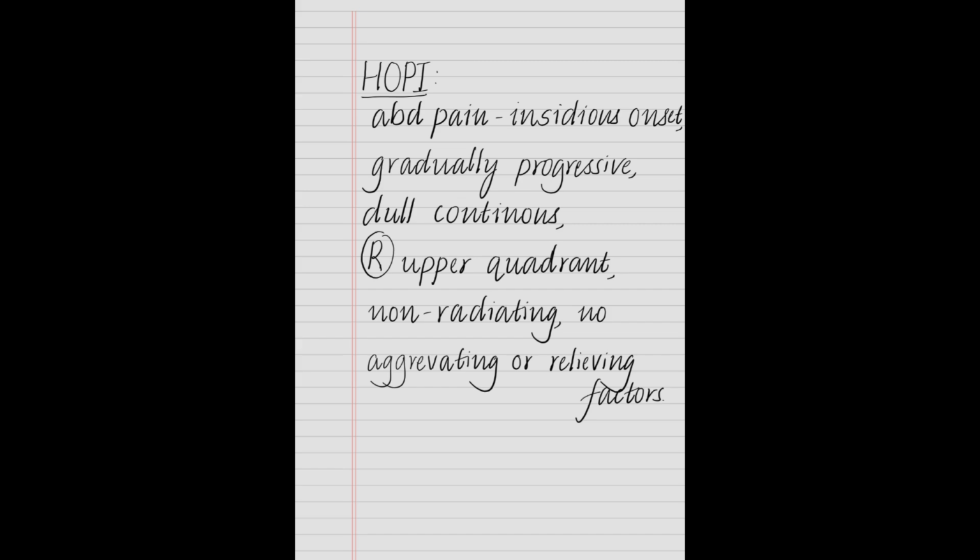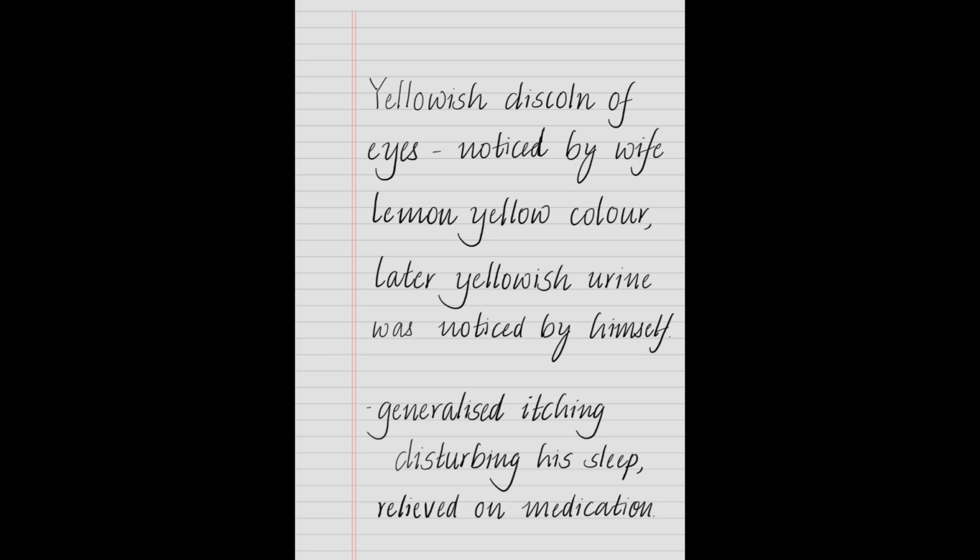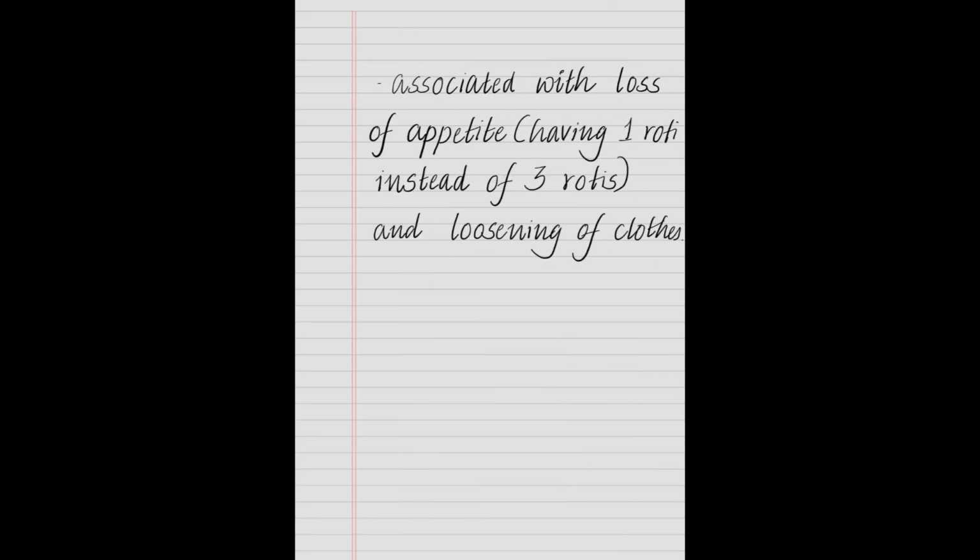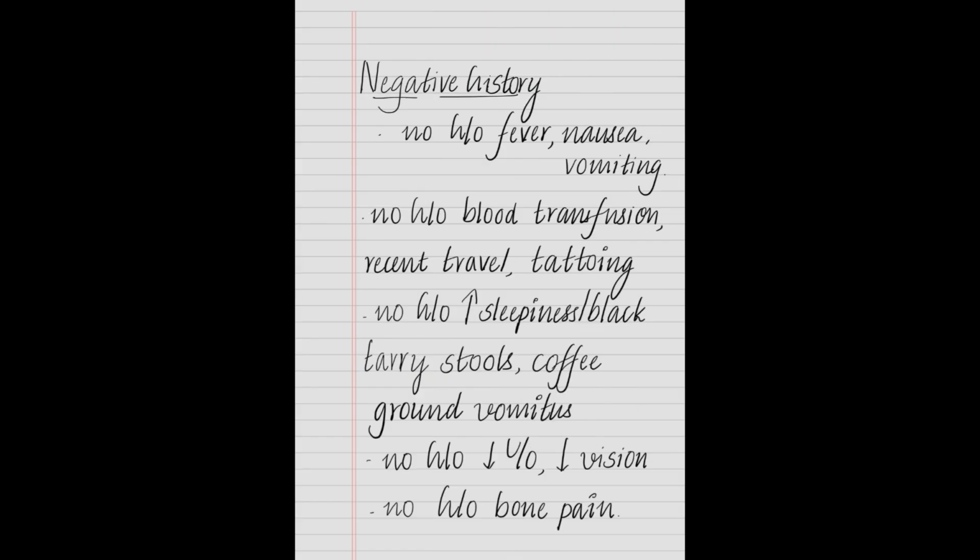History of present illness: abdominal pain, insidious onset, gradually progressive, dull, continuous, in the right upper quadrant. Yellowish discoloration, lemon yellow eyes noticed by his wife, yellowish urine noticed by himself. Generalized itching, disturbing his sleep but relieved on medication. Associated weight loss, like eating one roti instead of three, and loosening of clothes.